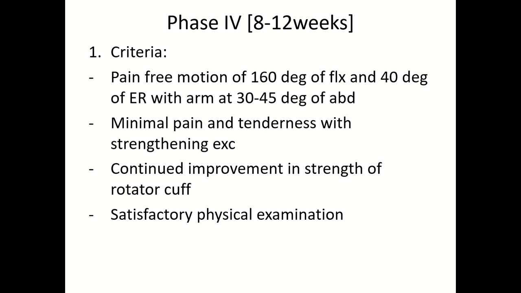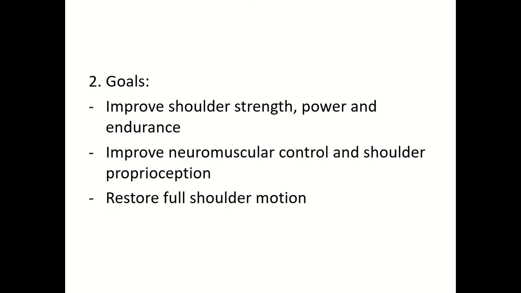Coming down to phase 4, that is 8 to 12 weeks. Criteria: pain-free motion should be attained for 160 degrees of flexion and 40 degrees of external rotation with the arm at the side, abduction of 30 to 45 degrees. Minimal pain and tenderness with strengthening exercise. Continued improvement in the strength of the rotator cuff and satisfactory physical examination.